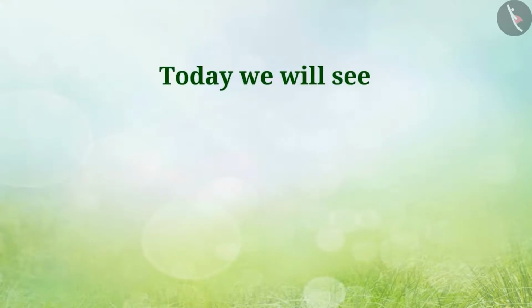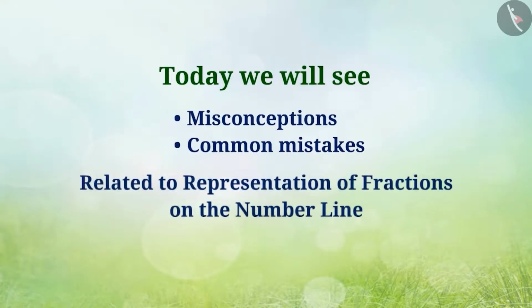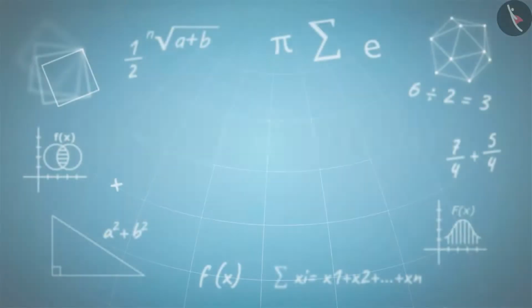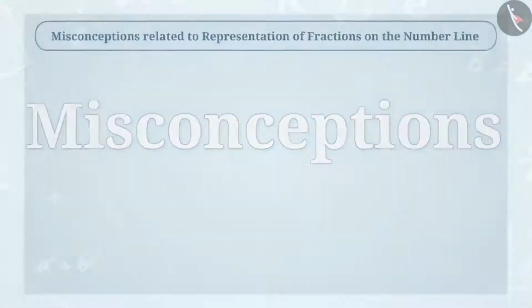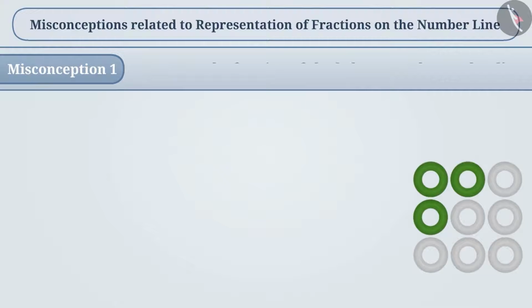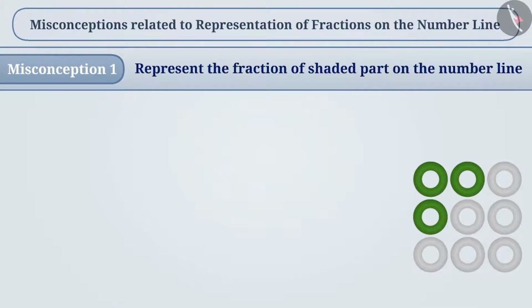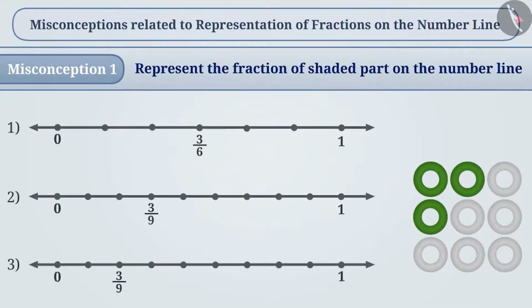Today, we will see some misconceptions and common mistakes related to representation of fractions on the number line. Misconception 1. Represent the fraction of the shaded part on the number line. Most of the times, fraction of shaded part is identified incorrectly.